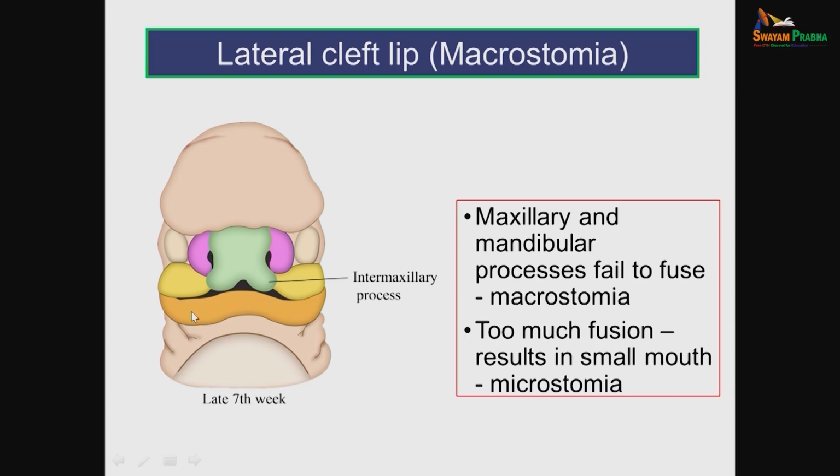Macrostomia is wide mouth. If there is too much fusion of the maxillary and mandibular processes, it results in a small mouth, which is called microstomia. Macrostomia is wide mouth and microstomia is small mouth. In macrostomia, there is failure of fusion of the maxillary and mandibular processes. If these two processes fuse too much, it is microstomia or small mouth.